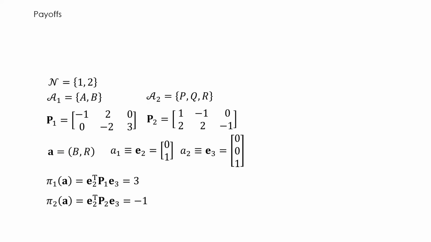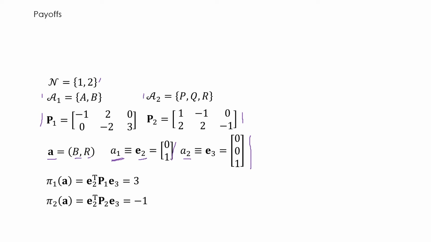Payoffs. Now, suppose we have a set of agents 1 and 2, and their actions are A, B, and P, Q, R. So these are the payoff matrices of the agents, P1 and P2. Consider this joint action BR. So the action of agent 1 can be represented in this form, and the action of agent 2 can be represented in this form as a vector.